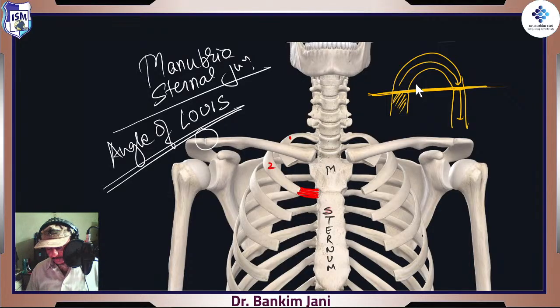So all these grooves, what you see, all those ribs, they will be going and attaching. But over here, at the manubriosternal junction, so many structures start. One thing, it is also called the angle of Louis, and don't forget this, the second costal cartilage joins here.